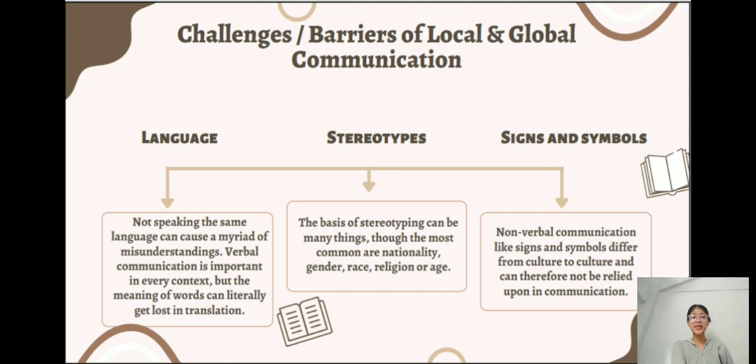The third one is signs and symbols. Nonverbal communication, like signs and symbols, differs from culture to culture and can therefore not be relied upon in communication. For example, the thumbs up, known in the Western world as a sign of approval, is an insult in Bangladesh. So, we have different signs and symbols that can make a bad impression on other cultures. So, we must learn not just their language but also their signs and symbols, so that we do not get in trouble.